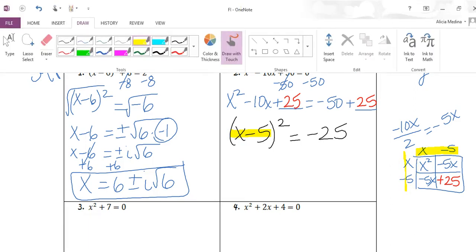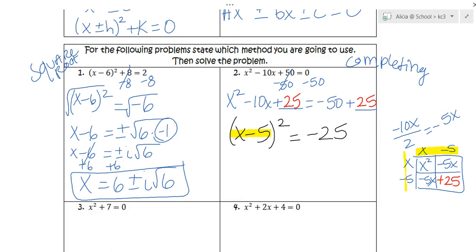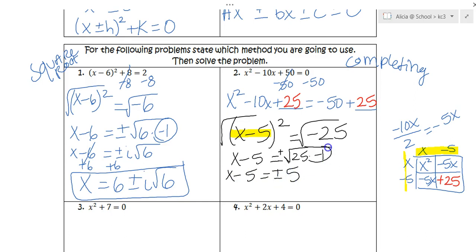Now it typically turns into a problem like taking the square root, because I want to get that x by itself. So I am going to take the square root of both sides. This is going to be x minus 5 equals the square root of 25. I will have that plus or minus sign. So square root of 25 times a negative 1. X minus 5 equals plus or minus the square root of 25, that is 5. Square root of negative 1 is i.